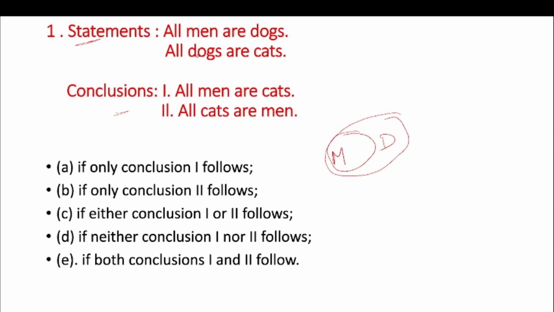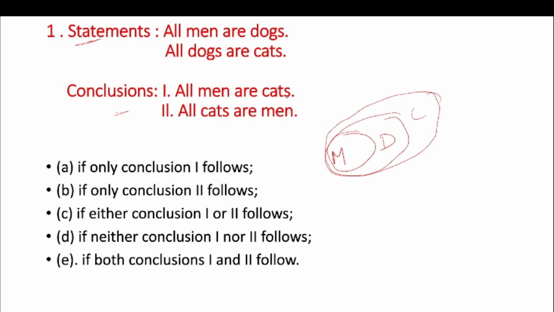Okay, all dogs are cats. So here, all men are dogs, and all dogs are cats. That means all the dogs go inside the circle of cats. So this is the Venn diagram we get. We'll consider the given statements. Now, based on this Venn diagram, we have to find out whether the conclusion follows or not.